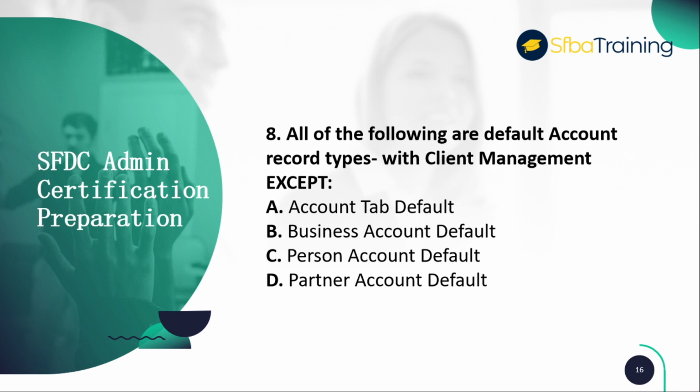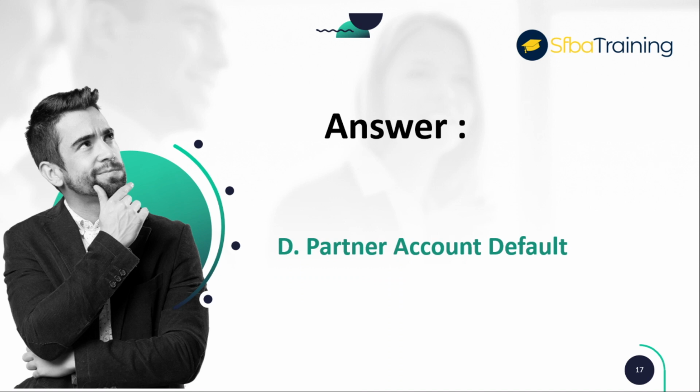Number 8. All of the following are default account record types with client management except A. Account tab default. B. Business account default. C. Person account default. D. Partner account default. The answer is D. Partner account default.